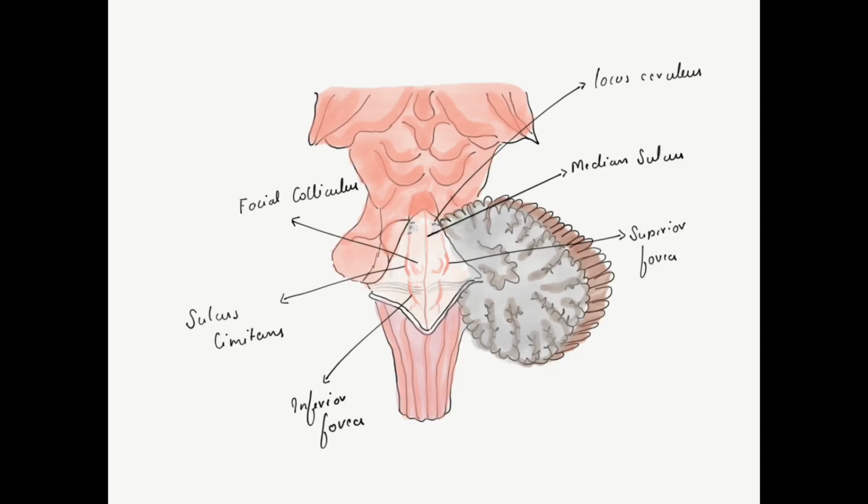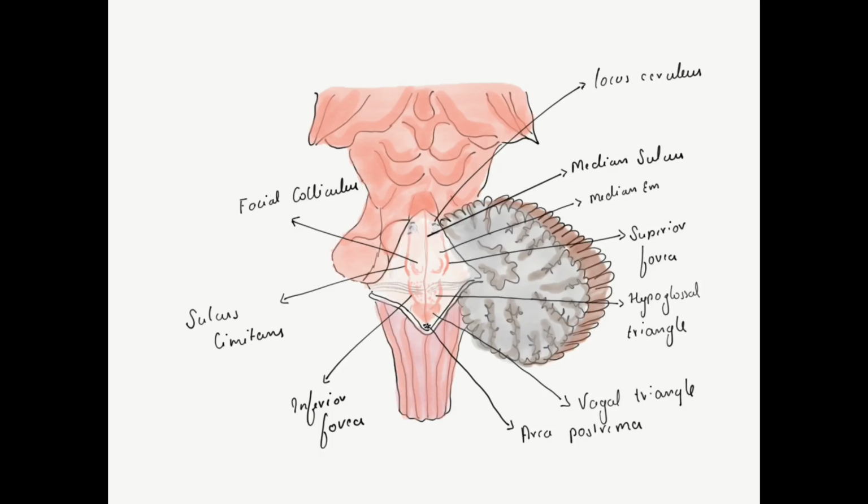And as I mentioned earlier, medial to the inferior fovea we have the hypoglossal triangle containing the hypoglossal nucleus. Then inferior to the hypoglossal triangle, we have the vagal triangle, within which we have the dorsal nucleus of the vagus nerve. And extremely caudally, we have the area postrema. Then we have a whitish structure that extends from the foramen of Luschka towards the midline, and this structure disappears as it reaches the midline. This whitish structure is the stria medullaris.